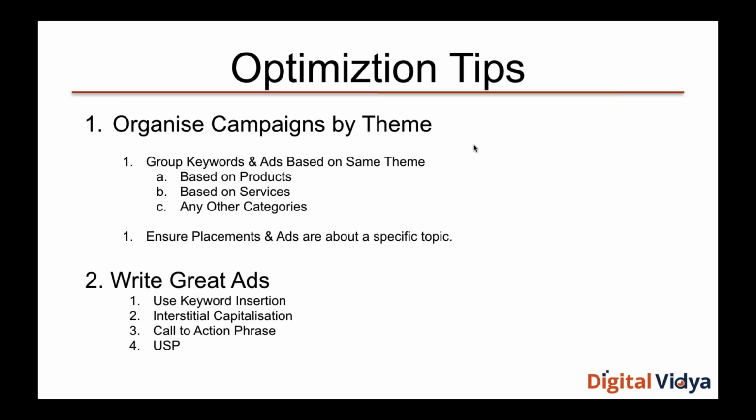So first, try to see if you can organize the campaign in a better way using a better theme. Maybe divide your keywords based on your products, services, or categories. Think of ways in which you can organize your campaigns even better. The second optimization technique could be to write great ads. The better ads you write, the better your click through rate becomes. The better your click through rate, the higher your quality score goes, and you have to pay less for the keyword that you're bidding for.